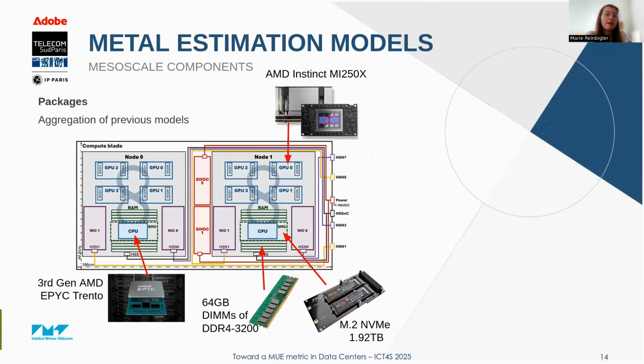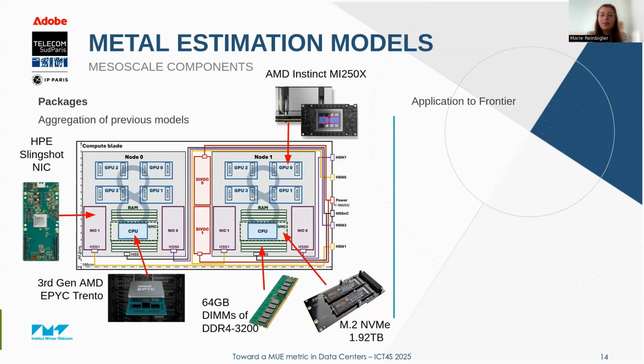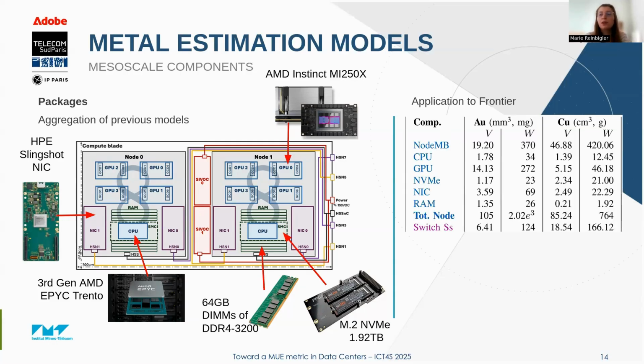The GPUs are AMD Instinct MI250X, and for the network interface card, they used the HPE Slingshot network interface card. And so if we apply the previous model to the supercomputer, we could estimate both gold and copper content. And we will focus on 2 different examples.